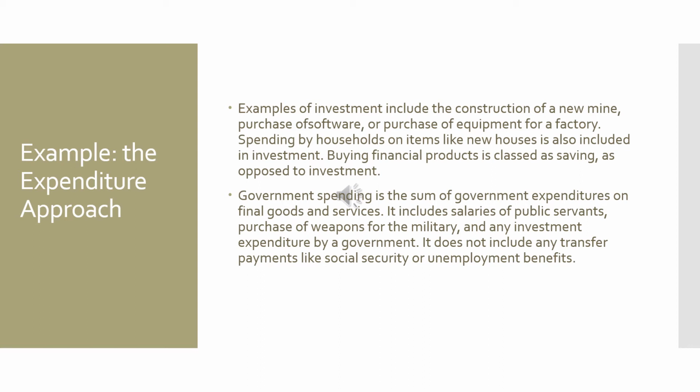Government spending is the sum of government expenditures on final goods and services. It includes salaries of public servants, purchase of weapons for the military, and any investment expenditure by a government. It does not include any transfer payments like social security or unemployment benefits.